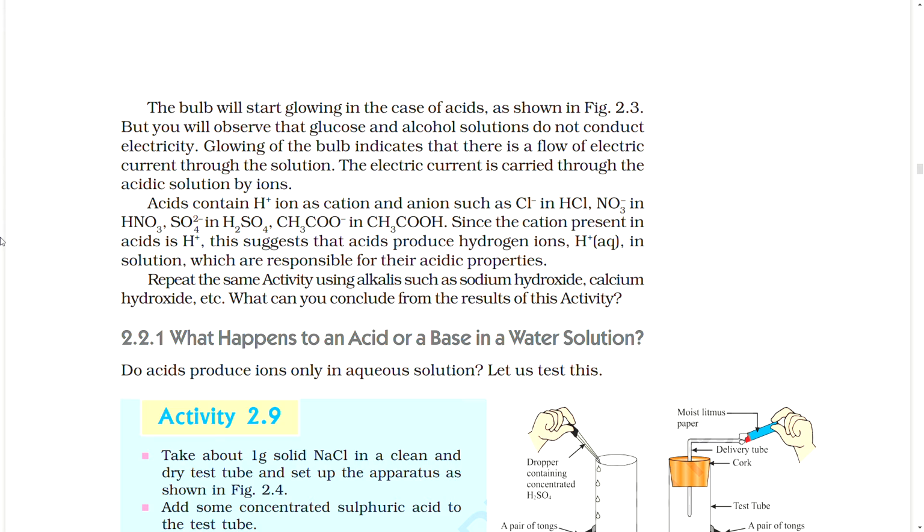Acids contain H+ ions as cations and anions such as Cl- in HCl, NO3- in HNO3, SO4 2- in H2SO4, CH3COO- in CH3COOH. Since the cation present in acids is H+, this suggests that acids produce hydrogen ions, H+(aq), in solution, which are responsible for their acidic properties.